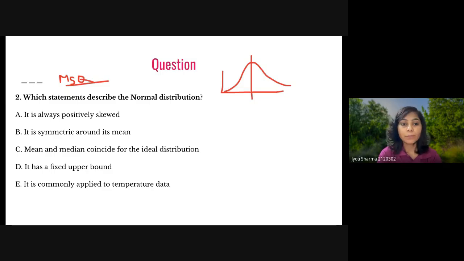Okay. So, as I told you, normal distribution is from minus infinity to plus infinity, right? So if it has values from minus to plus infinity, then it can't always be positively skewed. So this is the wrong one. It is symmetrical around its mean. This is the mean.